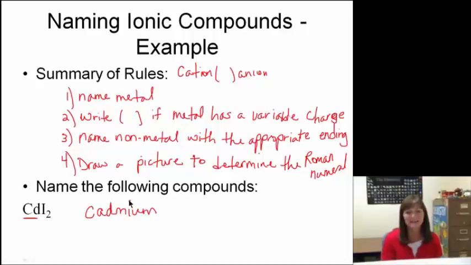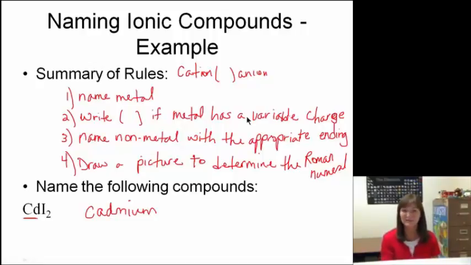We're going to ask ourselves if we need Roman numerals. Do I need a parenthesis here? So you look at your periodic table, and cadmium is a transition metal. You don't want to think all transition metals have a variable charge, okay? Because there are those 4 special ones which are on your information sheet. I would memorize that aluminum, zinc, cadmium, and silver have a fixed charge. So this does not need parentheses. It has a fixed charge of 2 plus. So I get to skip.